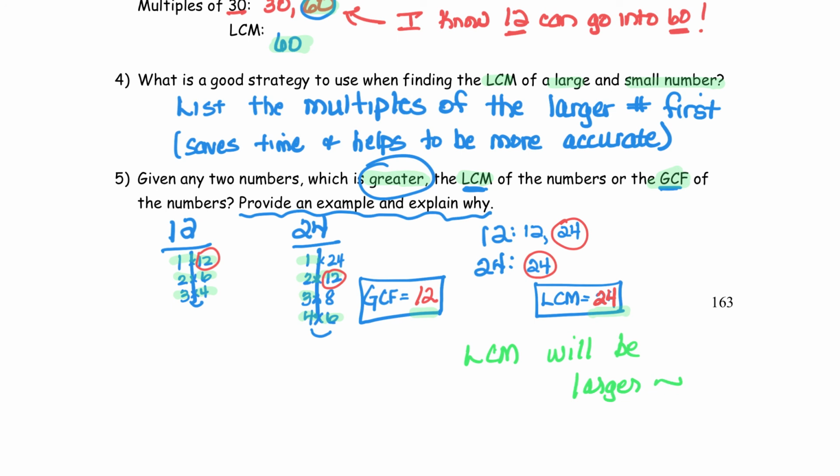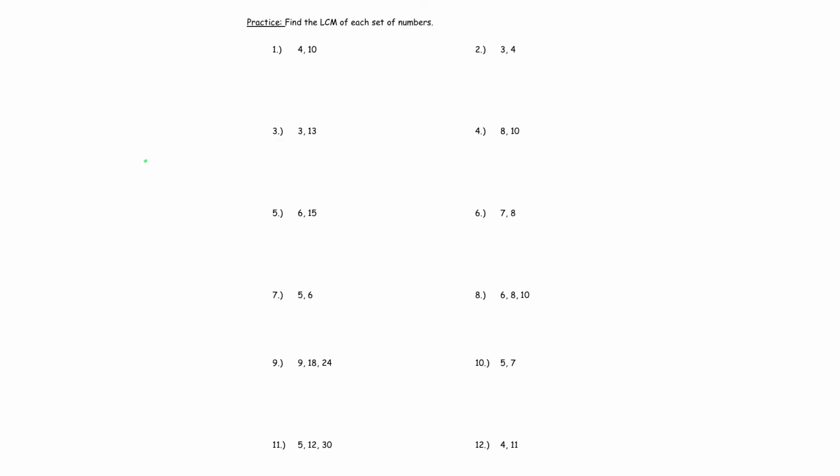Okay, let's take a look and see what work we have to do for today. Your homework for today is going to be to find the LCM of each set of numbers for the odds only. Just the odd numbers. Do the work nice and neat here in your workbook. Use the notes that you just took to help you out.